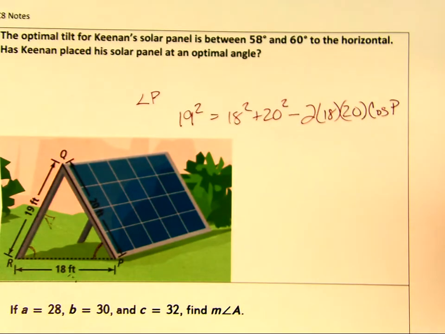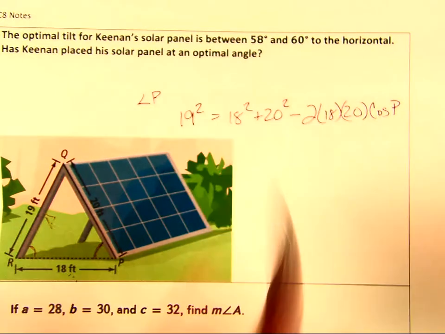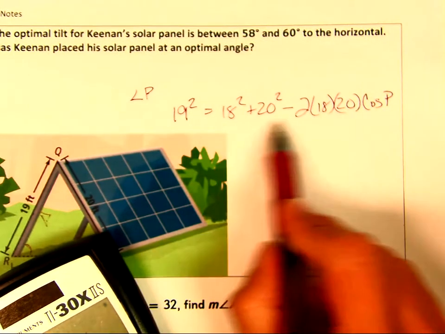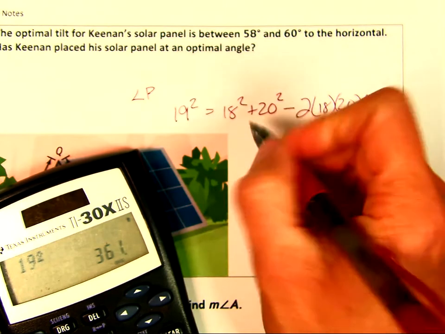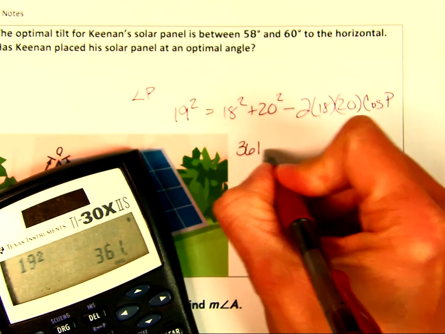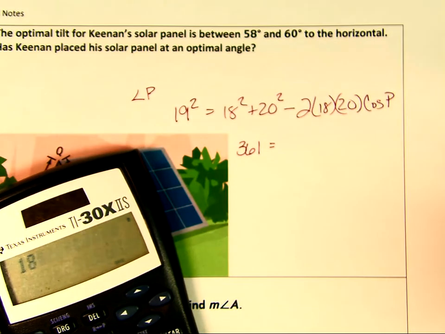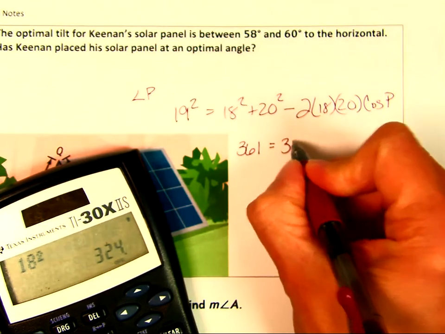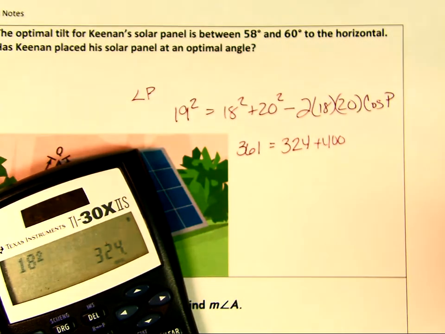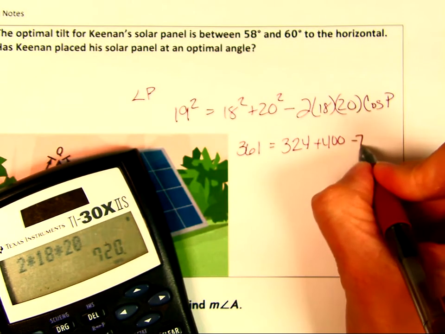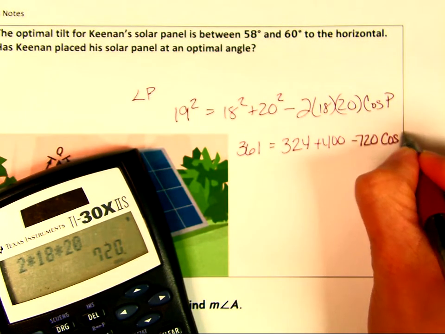So this is where, when you're solving for an angle, it gets a little bit trickier. So I like to figure these parts out first when I'm doing that. So I'm going to go 19 squared, especially when you're first starting. I mean, when you get really good at it, you might not need to do that, but I'm going to do that and show you. 324 plus 400, and then 2 times 18 times 20 is 720 cosine of P.